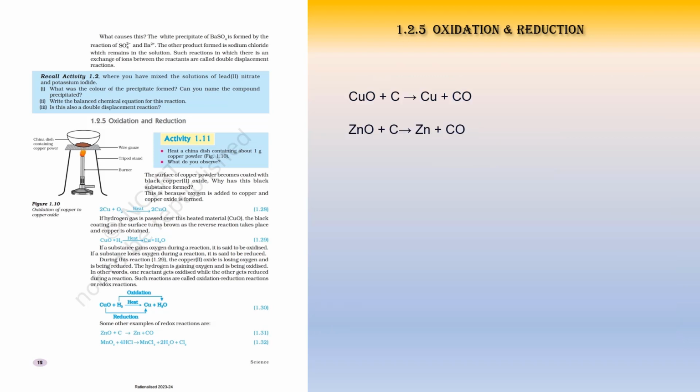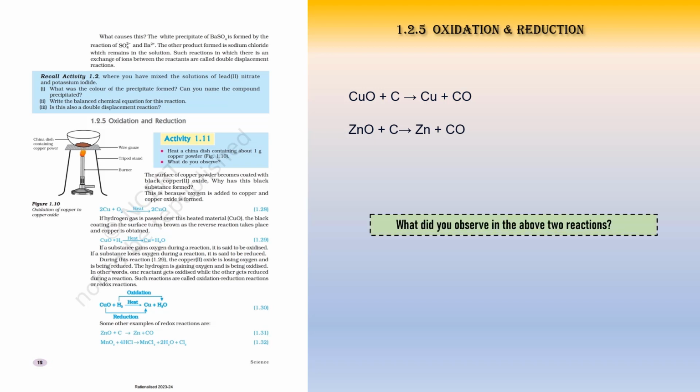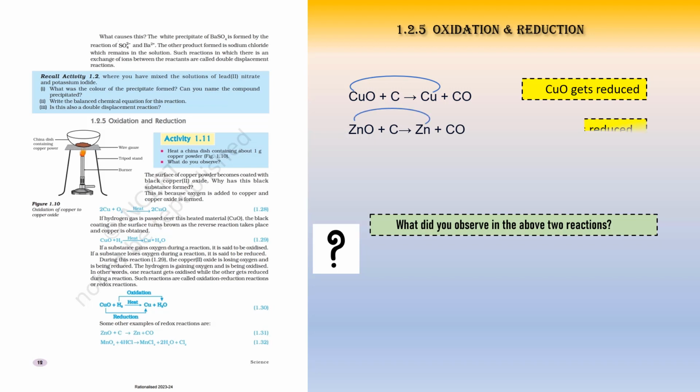Now let's proceed. Copper oxide plus carbon forms copper plus carbon monoxide. Zinc oxide plus carbon forms zinc plus carbon monoxide. What do you observe in these two reactions? Copper oxide loses the oxygen atom and forms metallic copper. Similarly, zinc oxide loses the oxygen atom and forms metallic zinc.